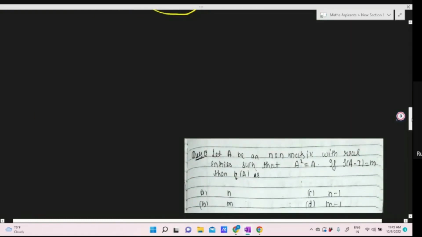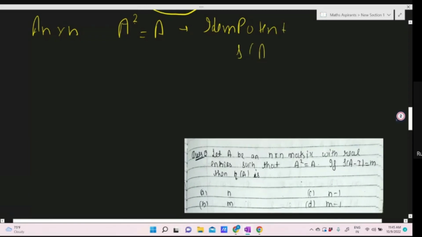Now let us take another question. Here A is given to be a matrix of order n cross n with real entries such that A square is equal to A. That means the matrix is idempotent. We are given that rank of A minus I is equal to m. We have to calculate the nullity of the matrix A. Here, given that the matrix is idempotent, we have a result: if the matrix is idempotent, then rank of the matrix A is equal to the trace of A.